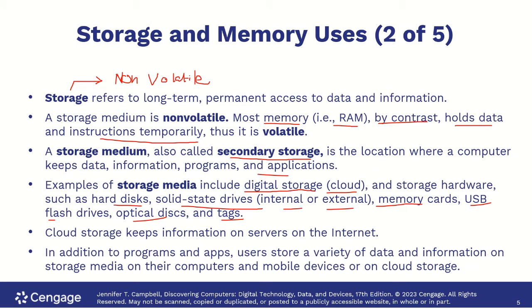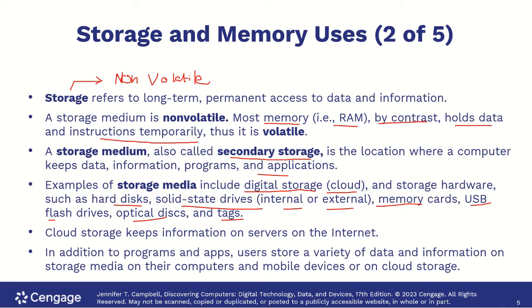Storage in general is related to long-term permanent access to the data and information. So therefore, it is strictly non-volatile, permanent. Most memory, on the contrary, holds data and instructions temporarily, therefore it's volatile. So storage is non-volatile and memory is always volatile. We have to remember this.